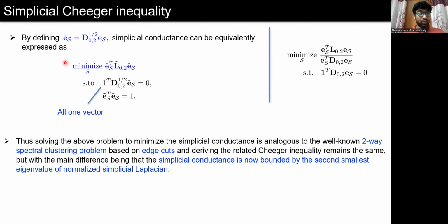Further, by defining a new variable ES tilde as follows, the simplicial conductance can be equivalently expressed as follows, where, if you see here, this optimization problem looks equivalent to an eigenvalue problem. Thus solving the above problem to minimize the simplicial conductance is analogous to the two-way spectral clustering algorithm, where we have the edge cuts, and deriving the related Cheeger inequality here remains the same. The main difference is that the simplicial conductance is now bounded by the second smallest eigenvalue of the normalized Laplacian, L02.